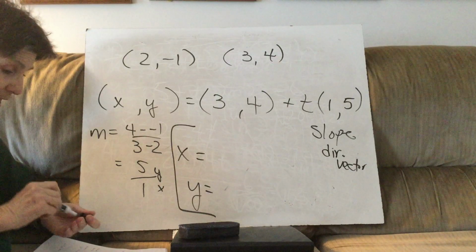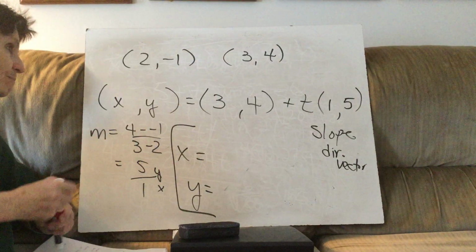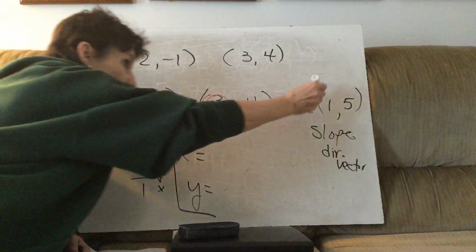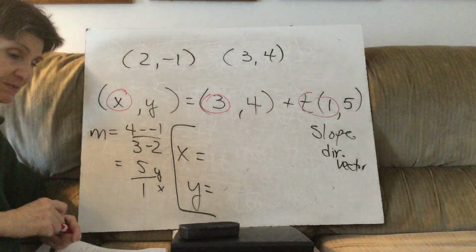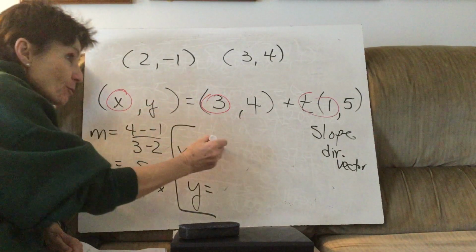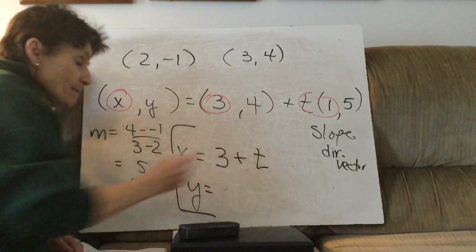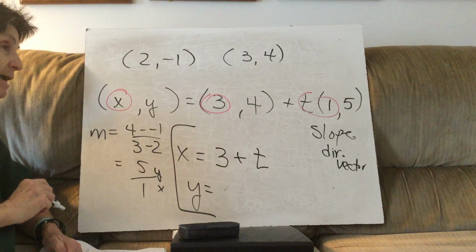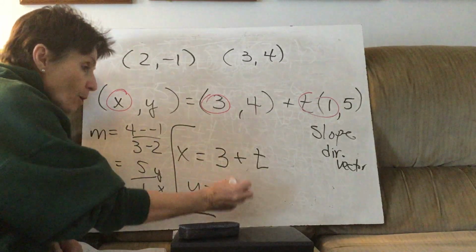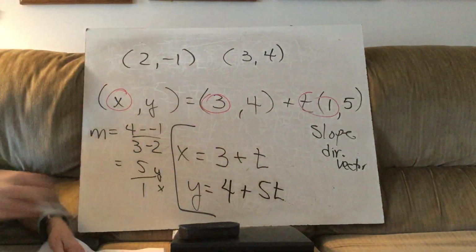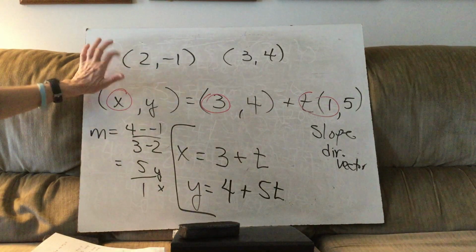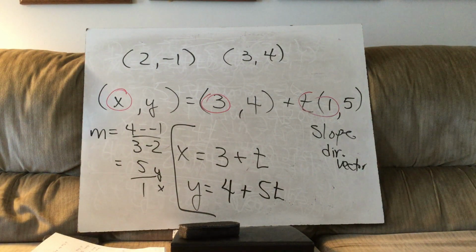Okay, well, once you have all that, then it's easy. We're going to write our 2 separate equations. We're going to start by looking at the first part of every parentheses. So x equals 3 plus 1t. And then the second part of every parentheses, y equals 4 plus 5t. And there are the parametric equations of the line through those 2 points.